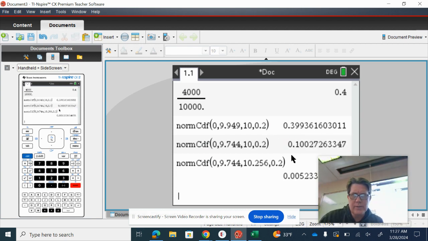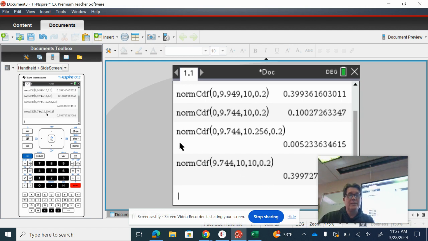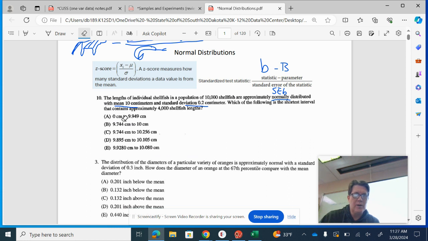Oops, what is going on? That shouldn't have done that. Oh, I know what I did. The first one, I messed up on this one. It should have been 9.744 is the lower bound up to 10. Okay, so that one actually was 40%, 9.744 to 10. So I was wrong. This one actually has 40% in it.